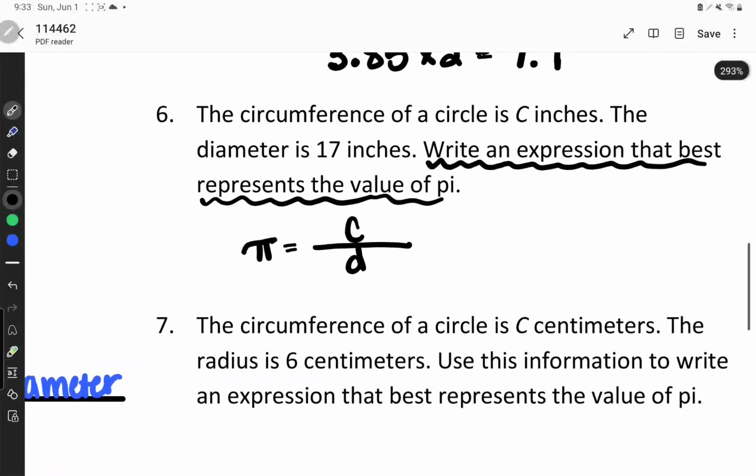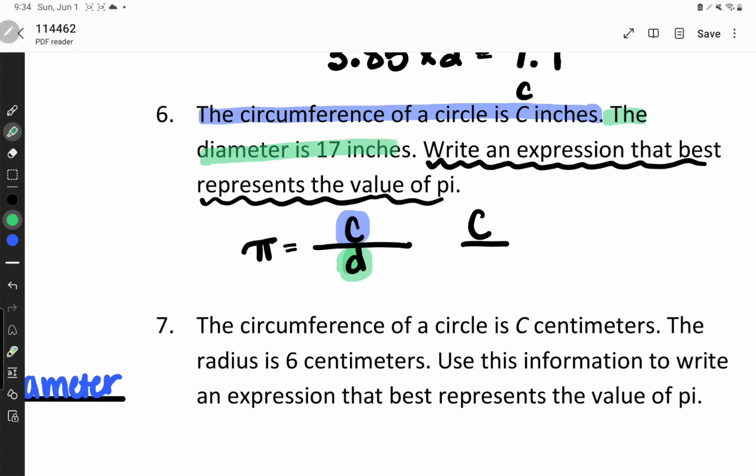Now, all I have to do is look and see what my circumference is. Let's read it. It says the circumference of a circle is c inches. Well, that didn't tell me anything except that the circumference literally is c. So this is going to stay a c. And then the other thing I need to know is about my diameter. Let's keep reading. The diameter is 17 inches. So where my diameter is, I would put 17.